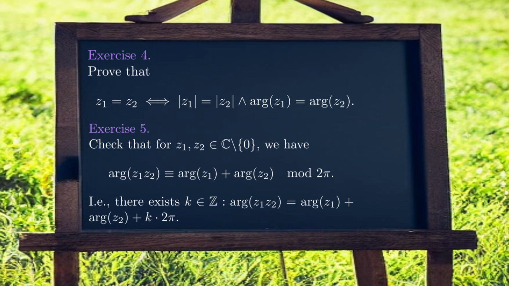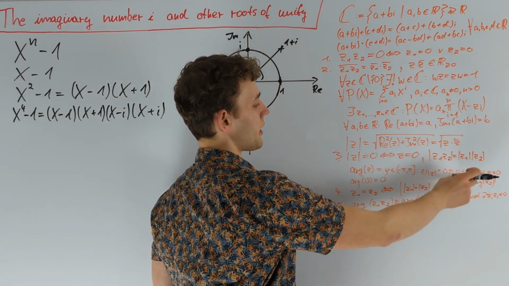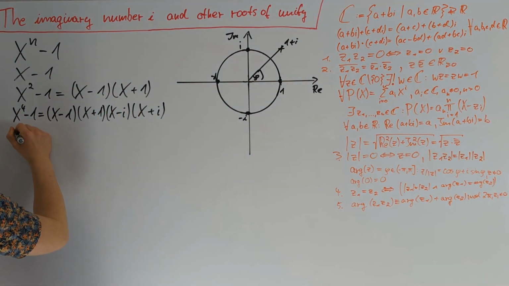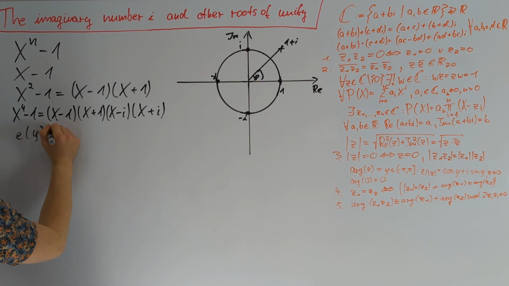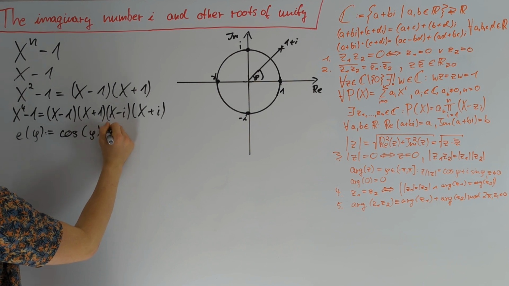And in exercise 5, we shall prove that the argument of z1 z2 is congruent to argument z1 plus argument z2 modulo 2 pi if z1 and z2 are non-zero. This means that there exists an integer k such that the difference of both sides is equal to k times 2 pi. From the definition of the argument, we see that the term cosine phi plus i sine phi is essential. Therefore, we also define the function e of phi to be equal to cosine phi plus i sine phi.